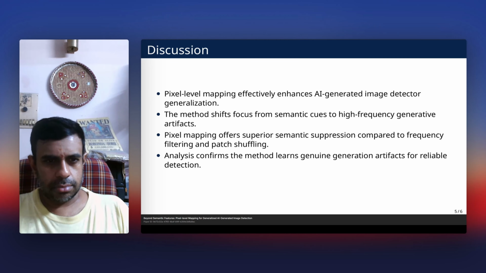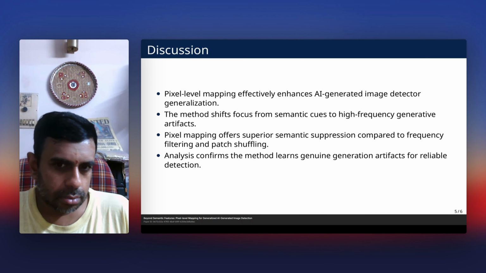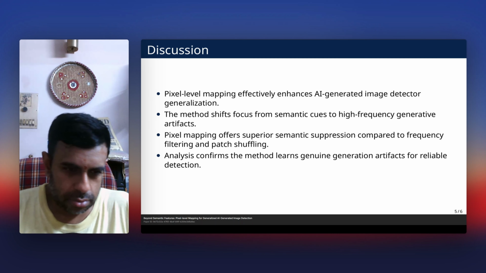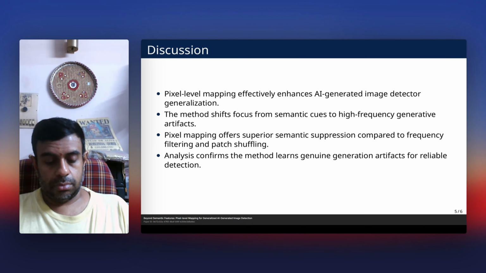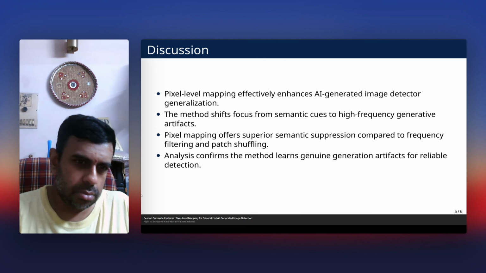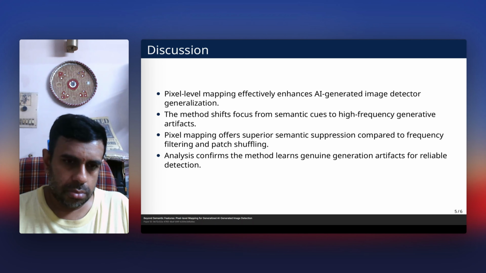The experimental results strongly support the effectiveness of the pixel level mapping approach in enhancing the generalization capabilities of AI generated image detectors. The significant performance improvements observed across diverse GAN and diffusion models highlight the method's robustness. The analysis suggests that the key to generalization lies in shifting the focus of the detector from brittle semantic cues to more fundamental, high frequency, generative artifacts.